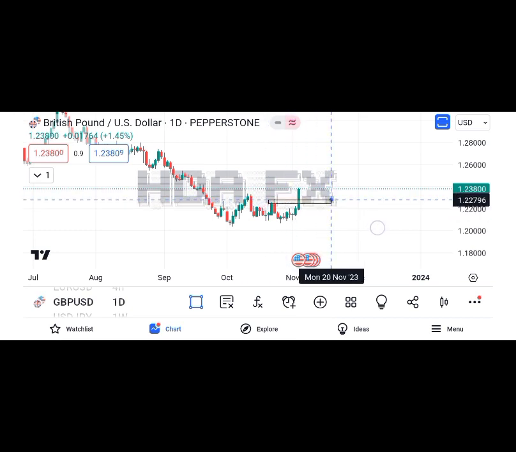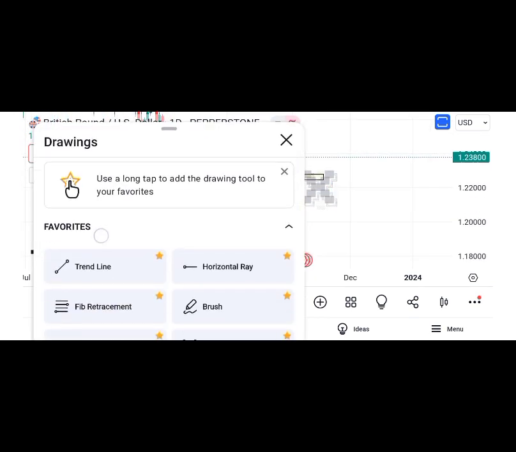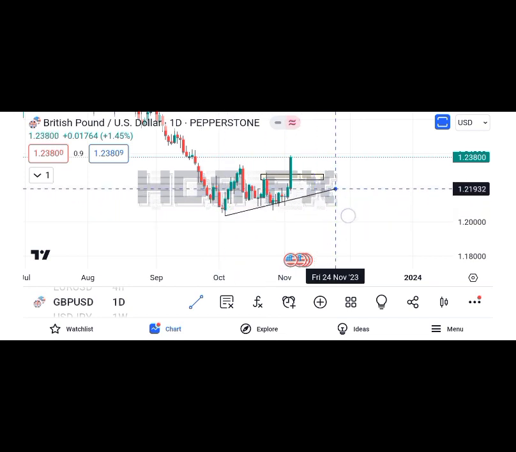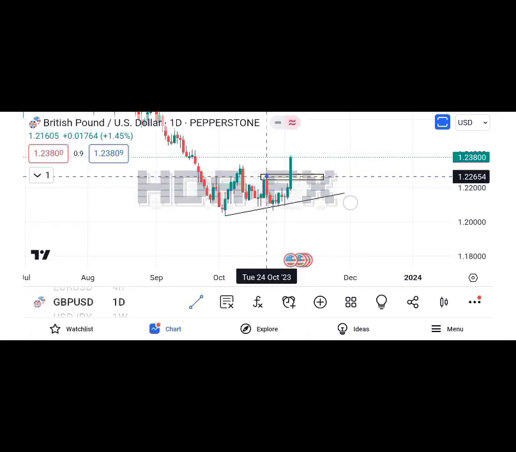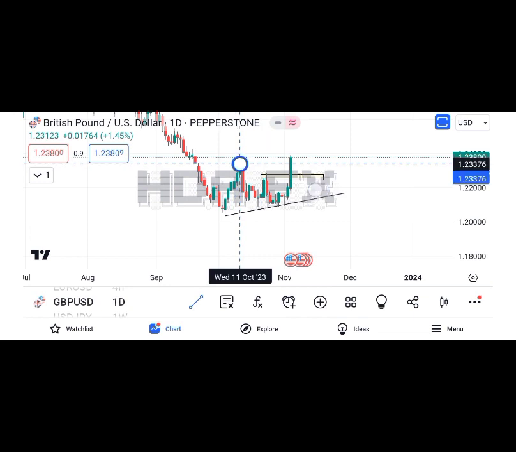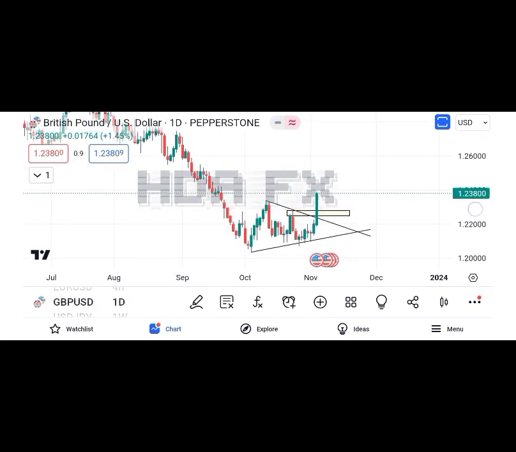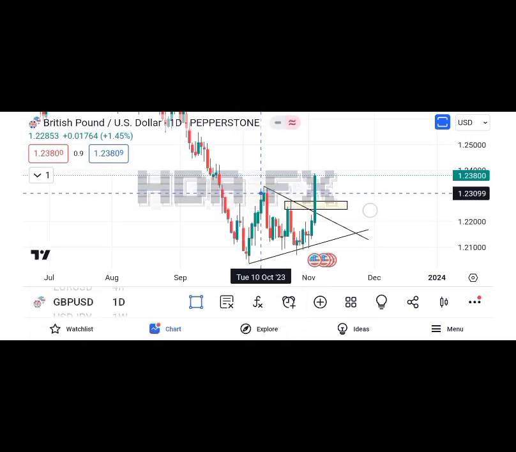Now if you have to spot other key levels, we have a beautiful trend line at this point here, and we can also have a trend line here, and another trend line here. Exactly. And we can spot another key level here.